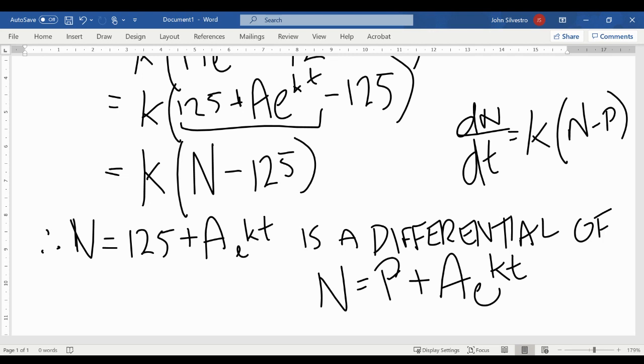Because that 125 is a constant, there are numerous other possible numbers that we could substitute in for p. All right, because that's what we're saying now, is that this 125 is our value for p. Like I said, there are going to be numerous possible differential equations of that n equals p plus ae to the kt, depending on what value we want p to be.